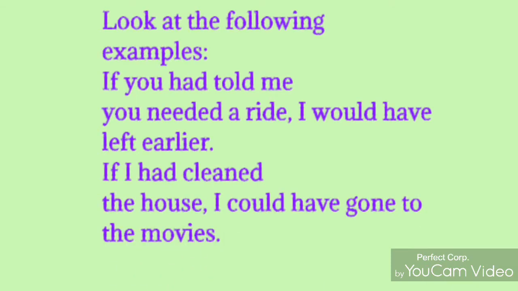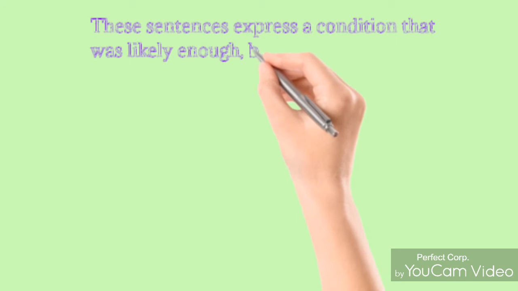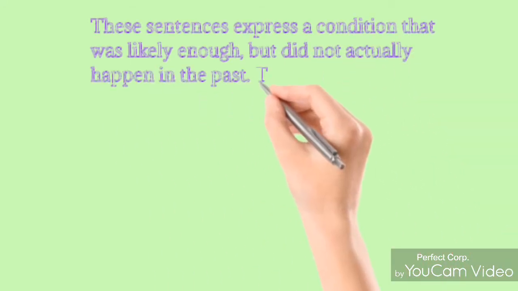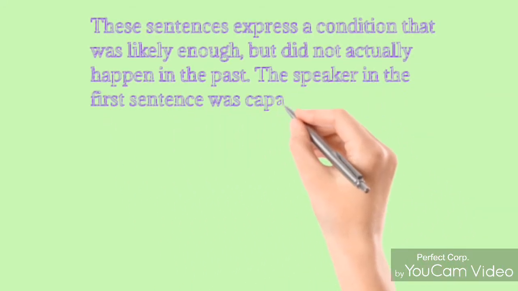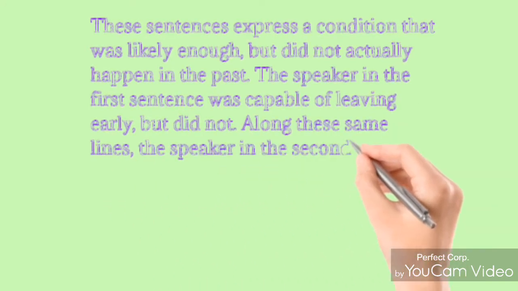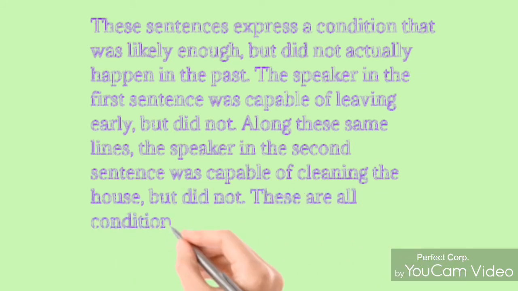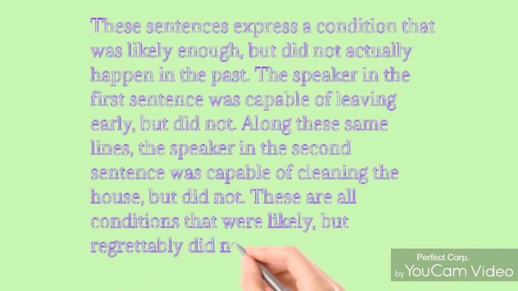These sentences express a condition that was likely enough but did not actually happen in the past. The speaker in the first sentence was capable of leaving early, but did not. Along these same lines, the speaker in the second sentence was capable of cleaning the house but did not. These are all conditions that were likely, but regrettably did not happen.